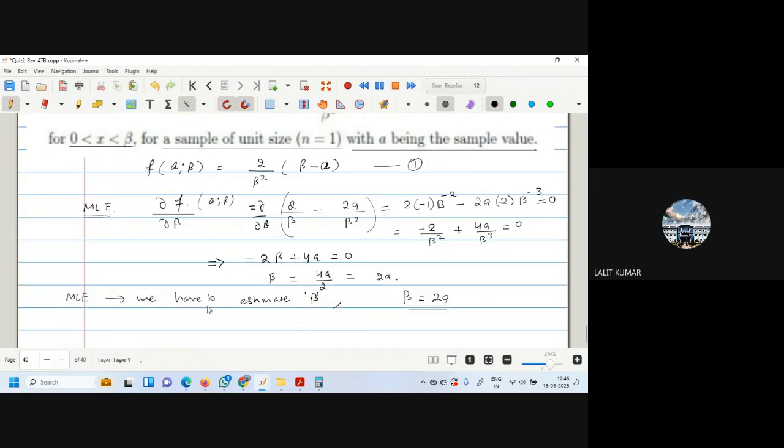So we just remember the steps here for the MLE. For maximization in MLE, you take the derivative with respect to beta of the function and equate it to 0 to find beta. Is that okay? Yes, sir.